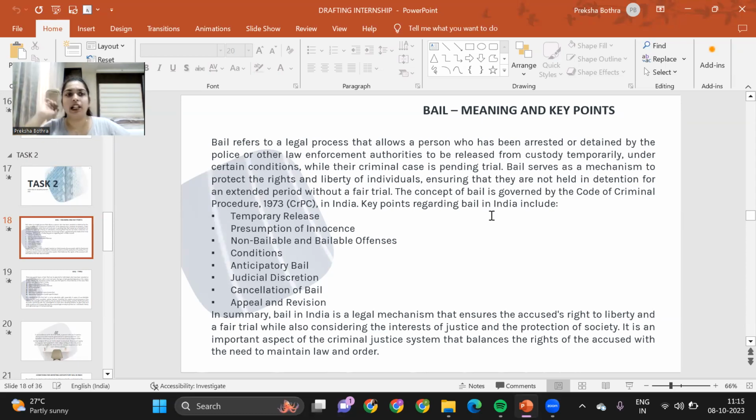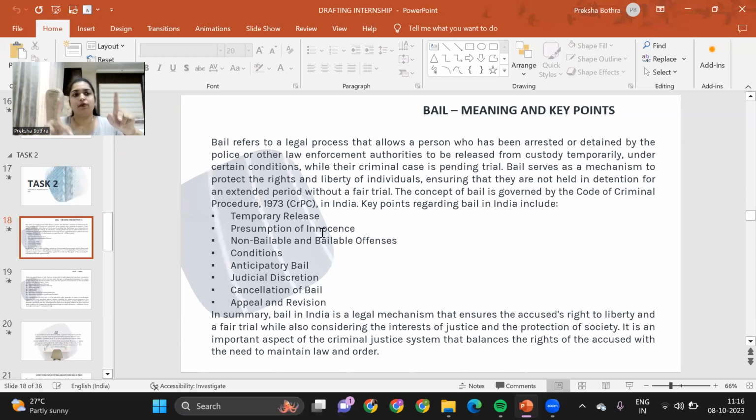So the concept of bail, as we all know, is governed under the CrPC. People who have not read the CrPC, this is specifically for y'all. There are certain points which are taken into consideration while you're studying about bail, reading about bail, or drafting a bail petition. Number one, it is a temporary release. If you are issued a non-bailable warrant, which is the court's order to the police authorities to arrest you, you cannot have bail. Second is the presumption of innocence. India follows a principle where the accused is innocent until proven guilty, and that presumption is also followed in the concept of bail.